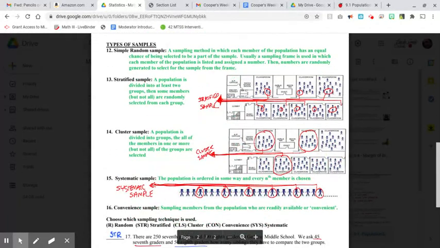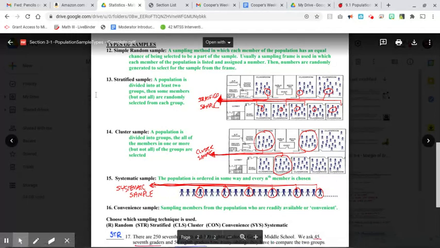So we go to number 12. The second page for you guys is the types of samples. So there are different types of samples that you really need to know. 5 really important ones. The first one is called a simple random sample. A simple random sample can sometimes be referred to as just SRS. So if you see the letters SRS, you know that means a simple random sample.